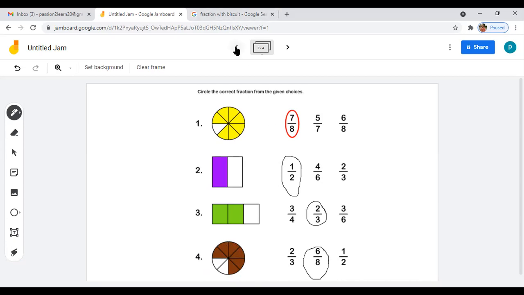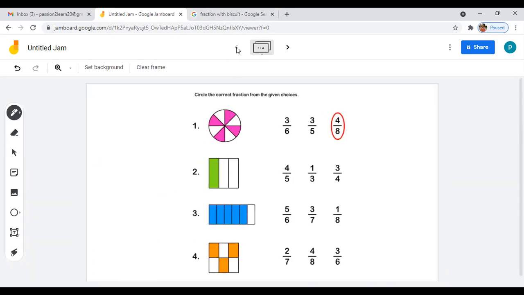Now I have one more worksheet which we are all going to do together. Again, the first one is given as an example. So on this, when I count, how many parts are there? 1, 2, 3, 4, 5, 6, 7, 8. Out of this 8, 1, 2, 3, 4 parts are shaded. So the answer is 4 by 8.